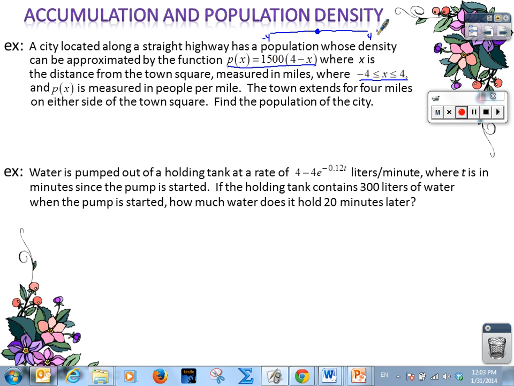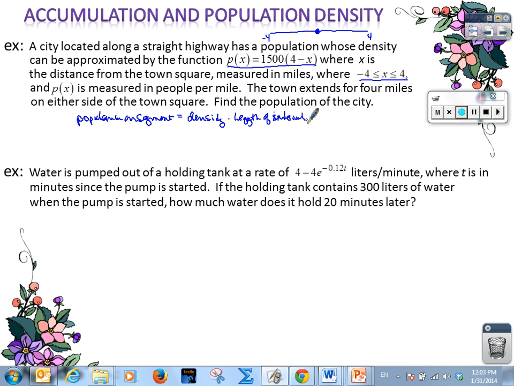Find the population. When we are dealing with just a straight segment, what we do, and I'm just going to write some information, hopefully this will help. Population on a segment is going to be equal to density times the length of the segment, or the interval. So population on a segment is density times the length of the interval.